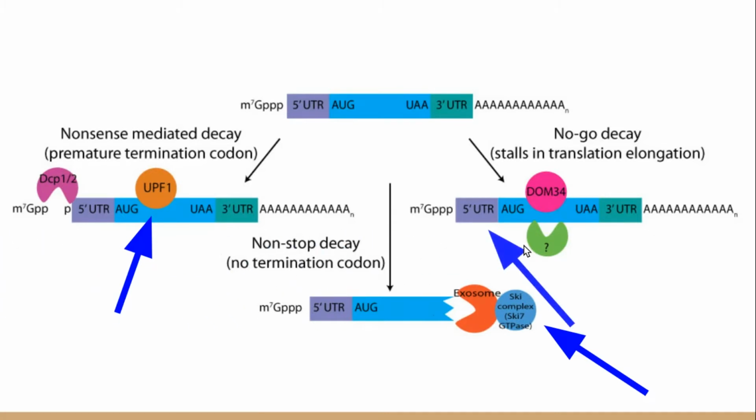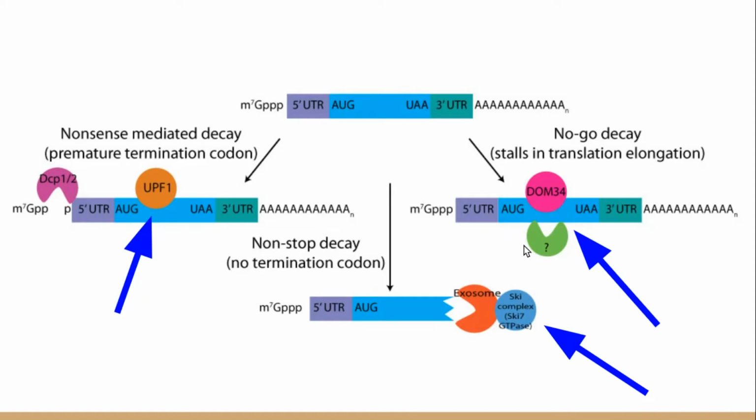And lastly, we have no-go decay. No-go occurs when the ribosome stalls. It can no longer go because perhaps there's a codon that doesn't match any tRNA, or perhaps there's a secondary loop structure that impedes elongation. And this is the most recently discovered type of RNA surveillance, but it involves the DOM34, also called HBS1 complex, that like SKI7, binds to empty entry sites at the ribosome and initiates degradation.